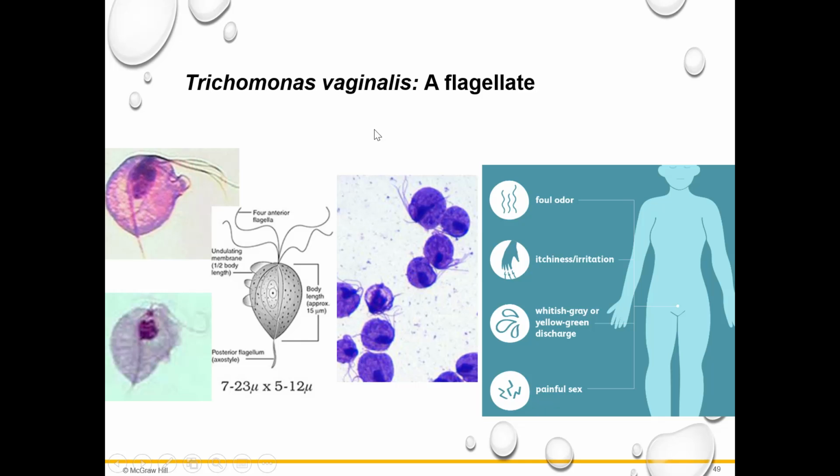These organisms are pretty large, and they can colonize the vagina. They cause a foul odor, itchiness and irritation, a white-gray or yellow-green discharge, and painful sex. If you have Trichomonas, you definitely know that you're infected. So Trichomonas vaginalis, it's a very uncomfortable sensation. You have these large protozoan organisms.